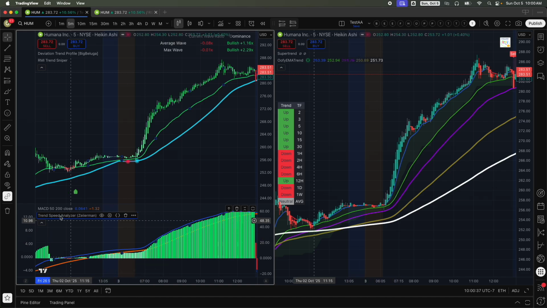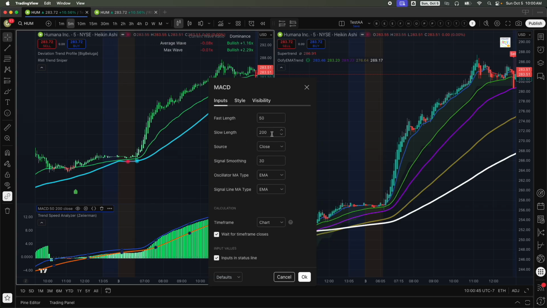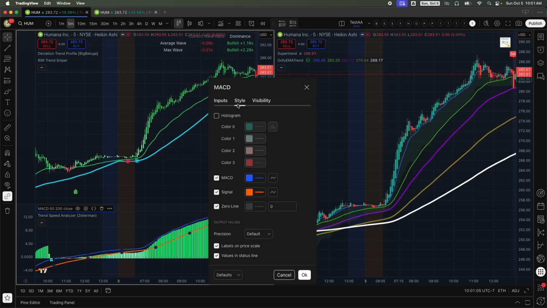That is one indicator, and the other indicator I'm using is MACD. However, I tweaked it a little bit. I wanted to show what I did. I took 50 and 200 as the fast and the slow moving averages. The signal smoothing I took as 30, and the oscillator as well as the signal line MA is also EMA actually. And here, what I did, I just disabled the histogram because I don't need it. The histogram is not giving me a clear indication.